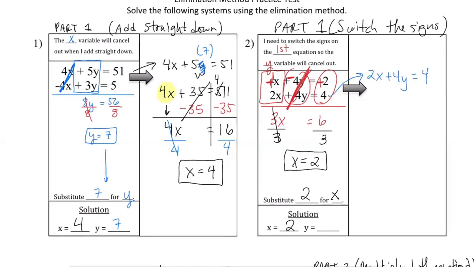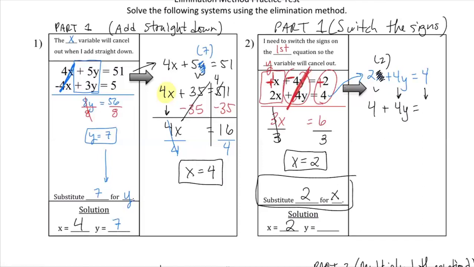And again, I used to not know what either of those equal, but now I know, so I'm going to substitute 2 for x. I'm going to cross out x, plug in a 2. 2 times 2 is 4, plus bring down my 4y equals bring down my 4. So 4 plus 4y equals 4.